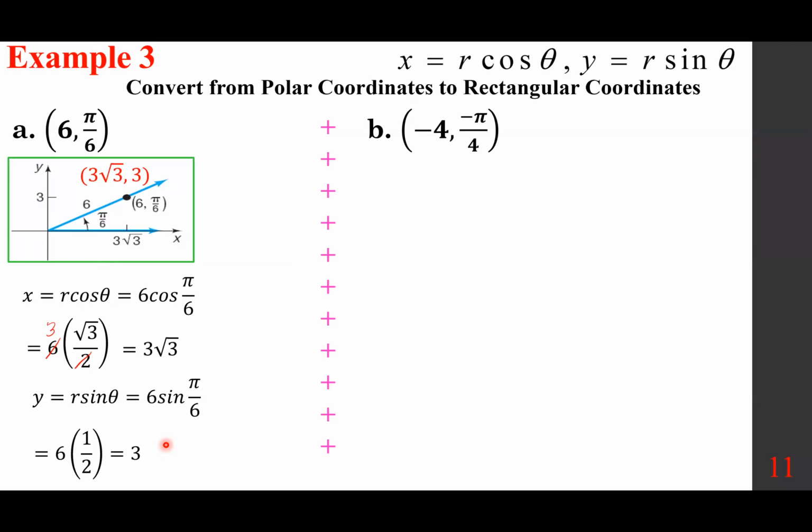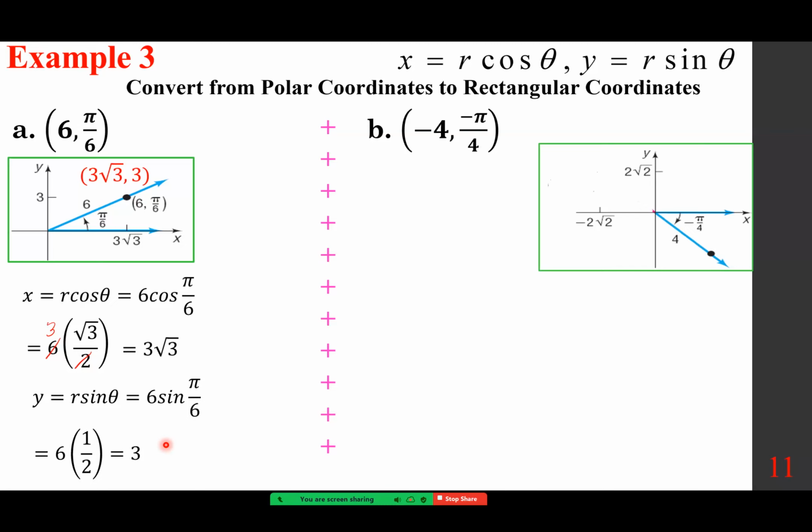All right. What about part B? Let's graph it. The way we graph it is very simple. Minus pi over 4. So this is minus pi over 4. Now this is negative 4. If it were positive 4, we would go 4 units here. But because it's negative 4, we have to go in the opposite direction. So this is the point we are looking for, everybody. So take a look at what we are looking for.